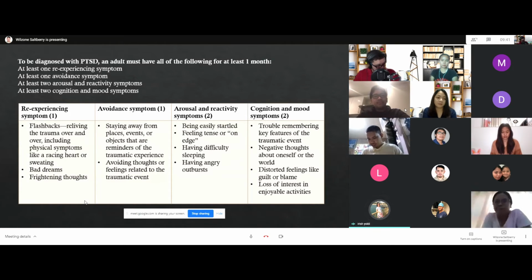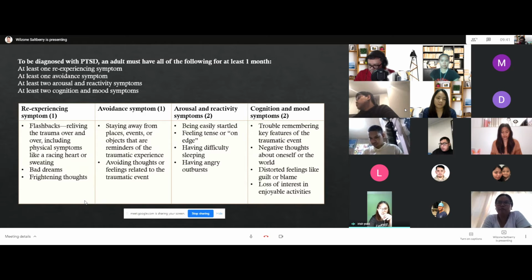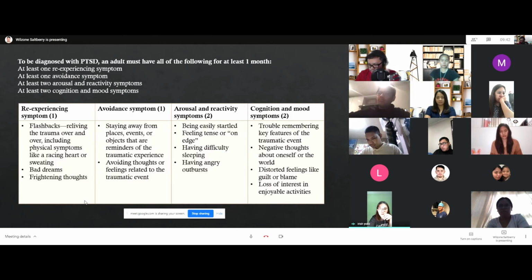So, intrusion symptoms include flashbacks, bad dreams, and frightening thoughts. Avoidance symptoms include staying away from places, events, or objects that are reminders of the traumatic experience, and avoiding thoughts or feelings related to the traumatic event. Arousal symptoms include being easily startled, feeling tense or on edge, having difficulty sleeping, and having angry outbursts. Cognition and mood alterations include trouble remembering key features of the traumatic event, negative thoughts about oneself or the world, distorted feelings of blame, and loss of interest in enjoyable activities.